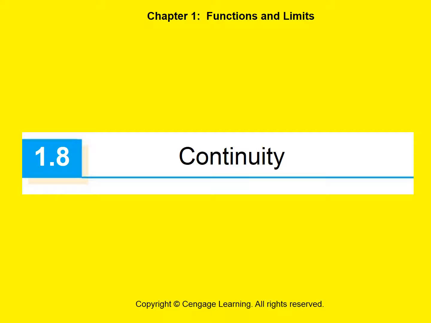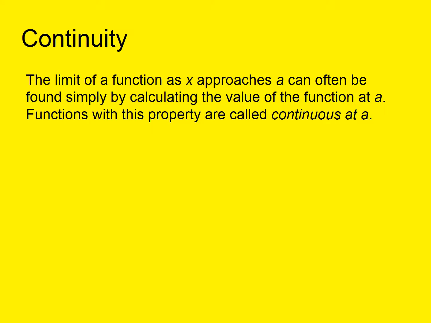Okay, so 1.8 continuity. The limit of a function as x approaches a number a can often be found simply by calculating the value of the function at a. Just find f of a. Functions with this property are called continuous at that number a. So continuity at a number.